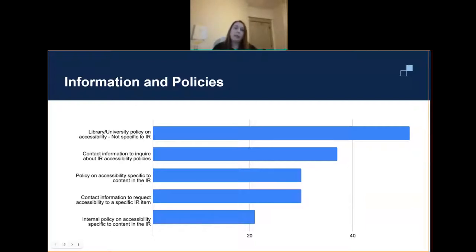When we asked about the existence of accessibility policies, most respondents indicated that there is a library and/or a university-wide policy on accessibility, but there was nothing specific to repository content. Most others that indicated some other kind of policy said that there was contact information for individual item requests rather than maybe a specific repository policy about accessibility.